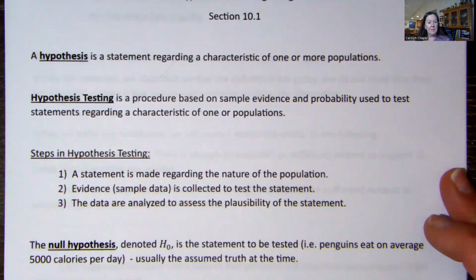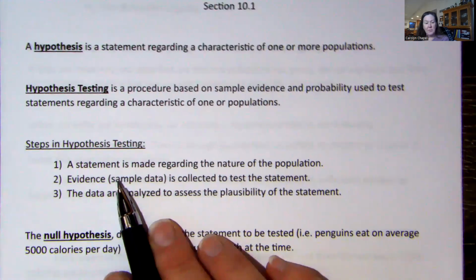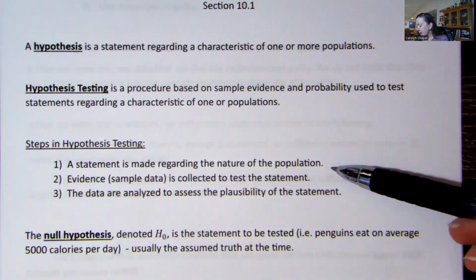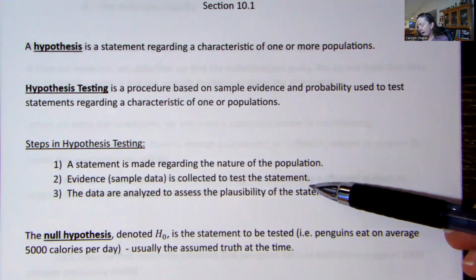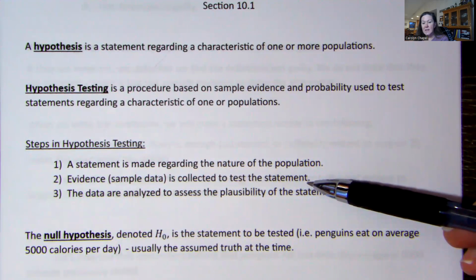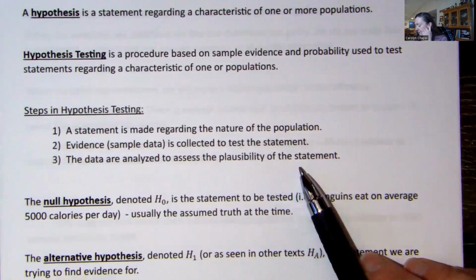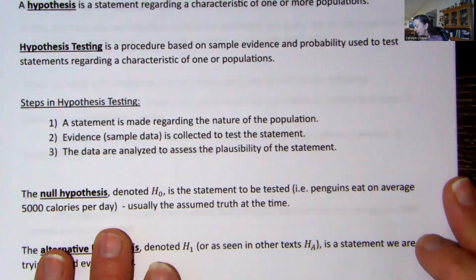So the steps that we'll be looking at: first, a statement is made regarding the nature of a population. And again, those will be made for us because we're just being introduced to it. Then they go out and gather some evidence to test this statement. Then they analyze that data, and they assess the plausibility of the statement that they made.